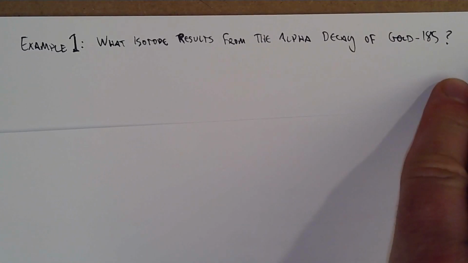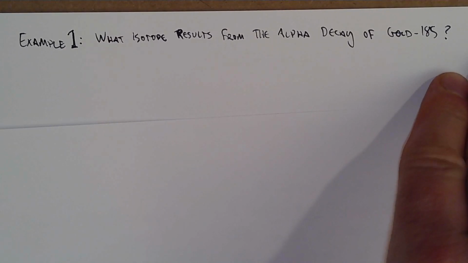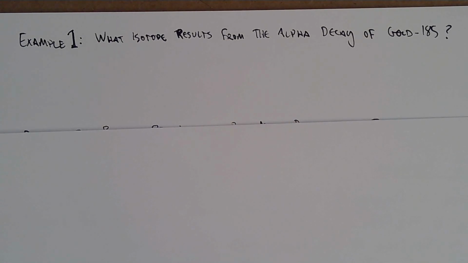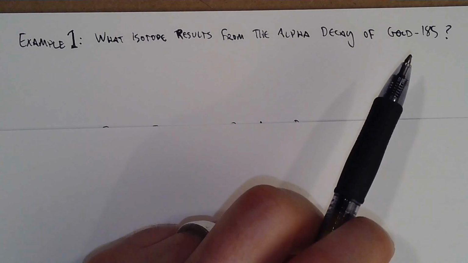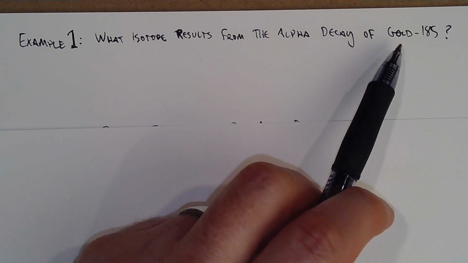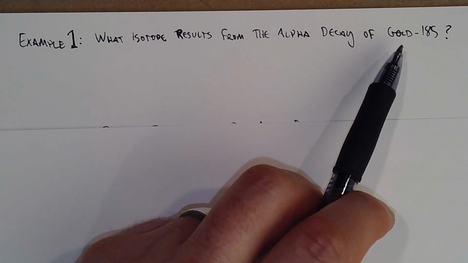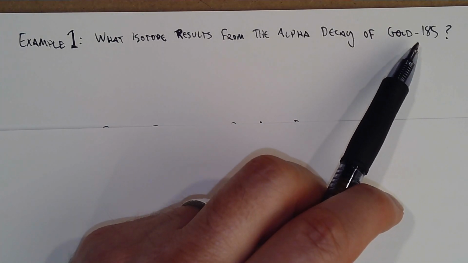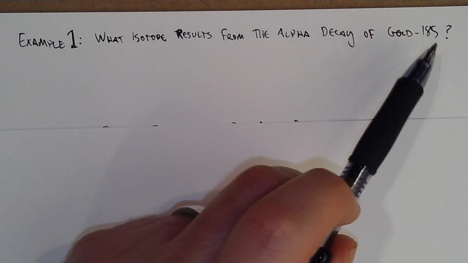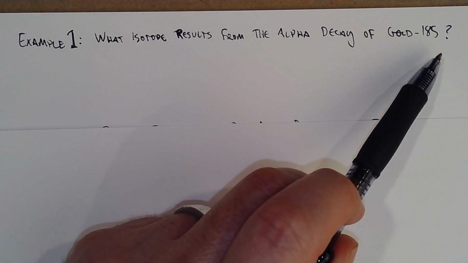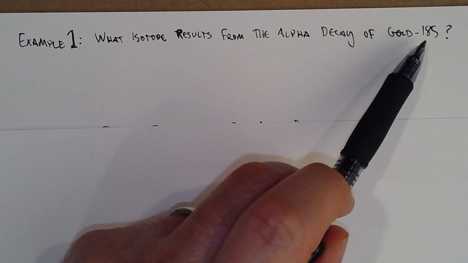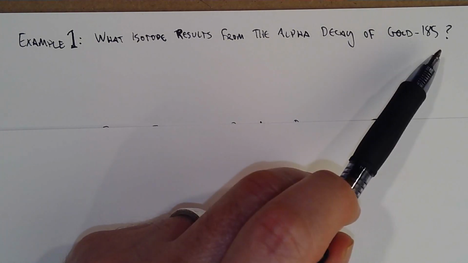So let's take a look here. Alright, so example number 1. And we want to ask ourselves the following question. What isotope results from the alpha decay of gold 185? Now, remember the way it's phrased like this, gold is our element. And then 185, think to yourself before I say it for a second, is the atomic mass. Okay, the mass includes the number of protons and the neutrons. So this specifies the specific isotope of gold.